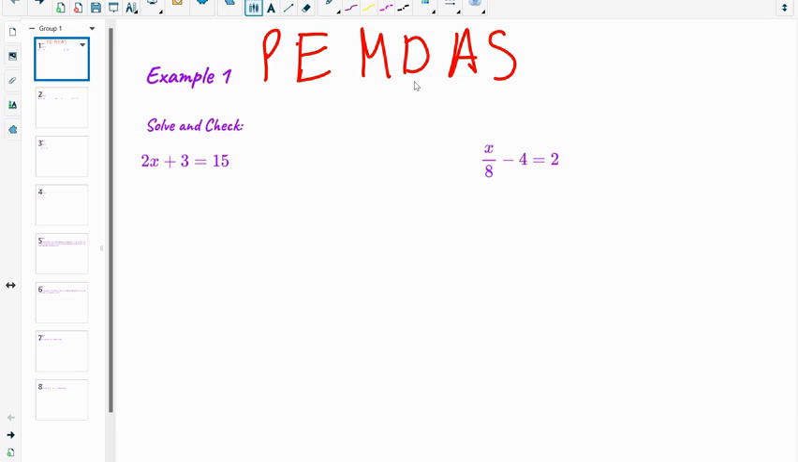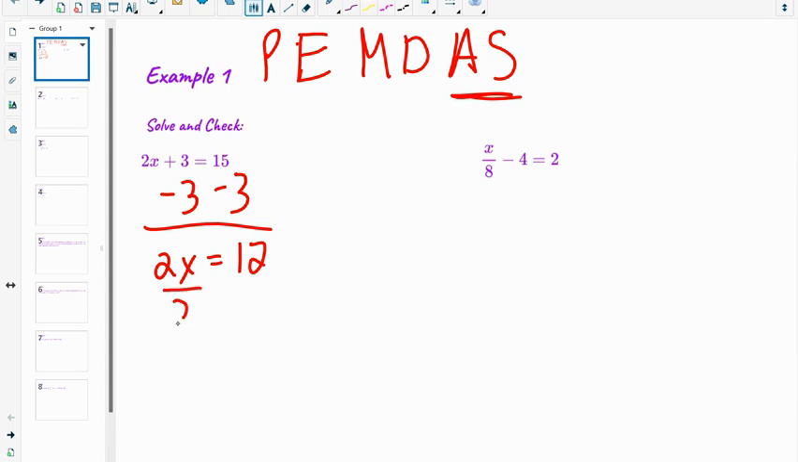So that means we're going to look for addition or subtraction that is in the problem. And here we see we have a plus 3. Like we did with one step, we're going to use the inverse to subtract it. Okay, I got 2x equals 12. And now we can deal with the multiplication last using the inverse and dividing by 2. That cancels and we get x equals 6.